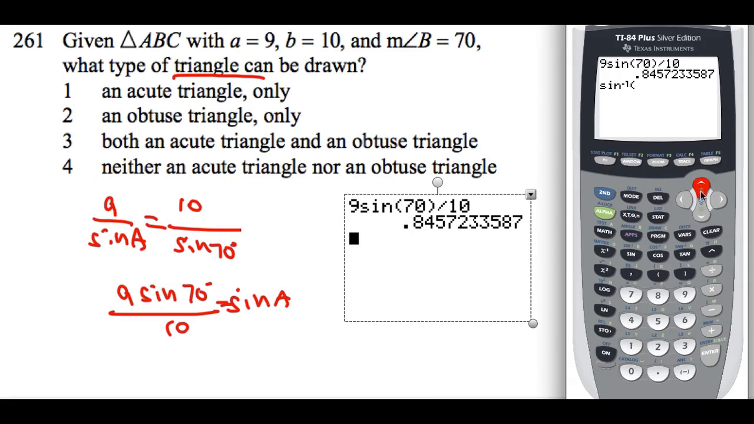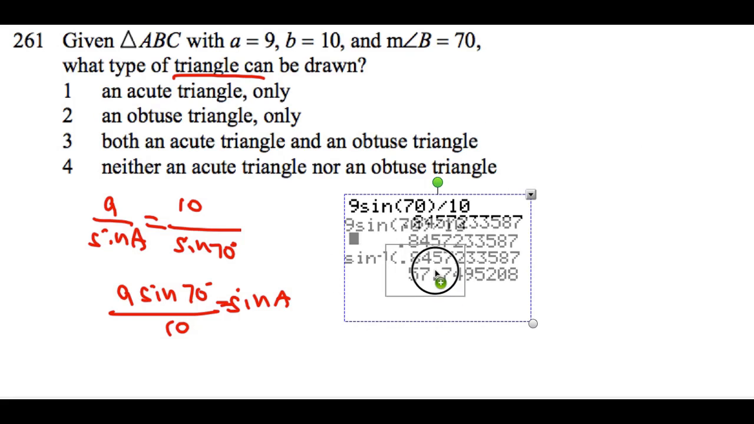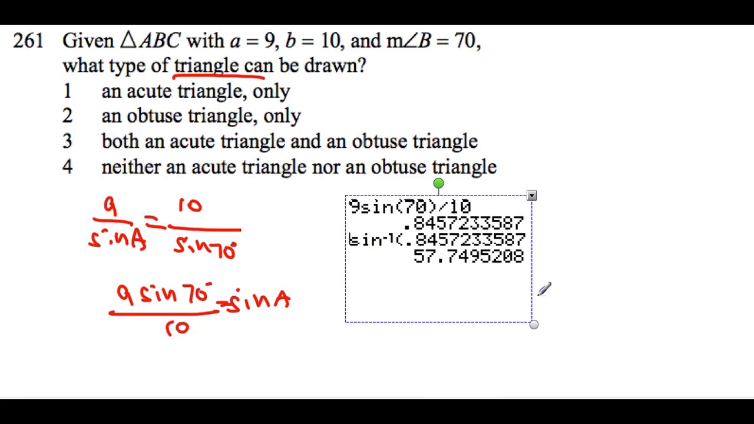Second sine of the value previously. Alright, so here we get 57, so 58 degrees about that. So one of the angles, 70, already given, and this becomes 138, which gives us room for 42 degrees, so that's okay. How about this second angle?